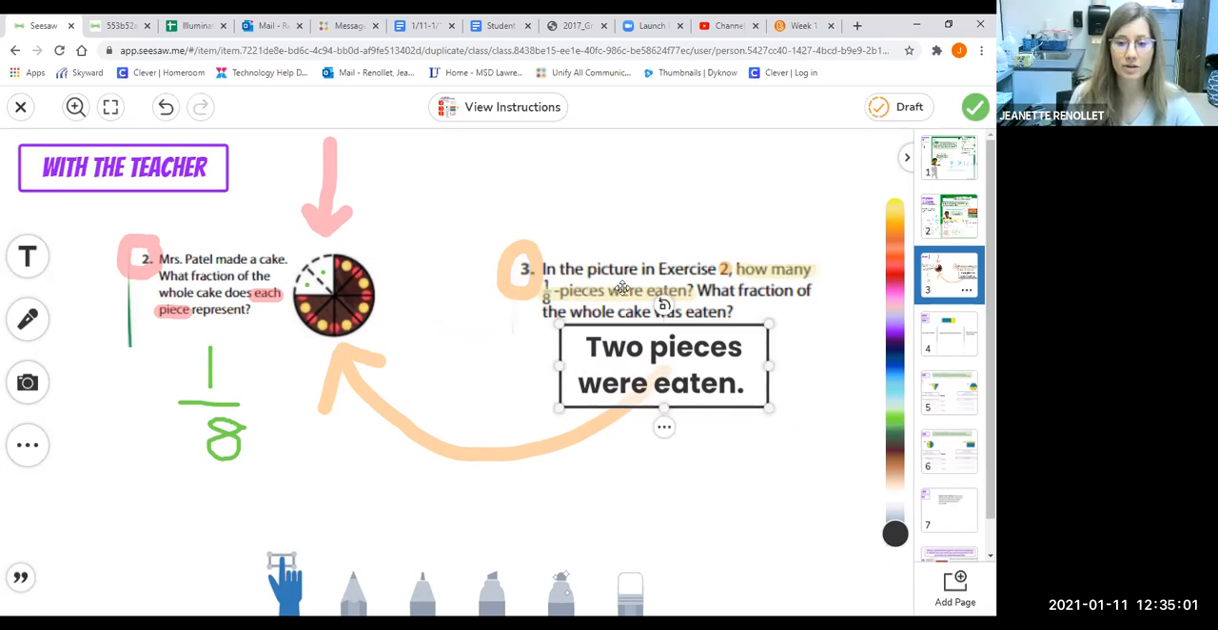How many 1/8 pieces were eaten? I looked at the model and I counted 1, 2 pieces were eaten. Then I typed my answer. You may do the same and type 2 pieces were eaten.